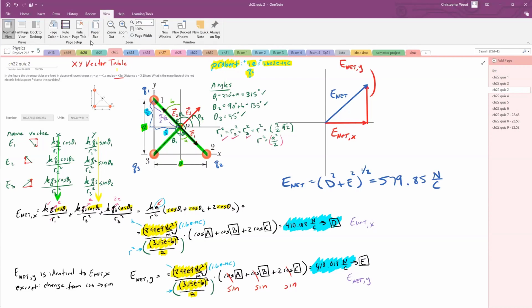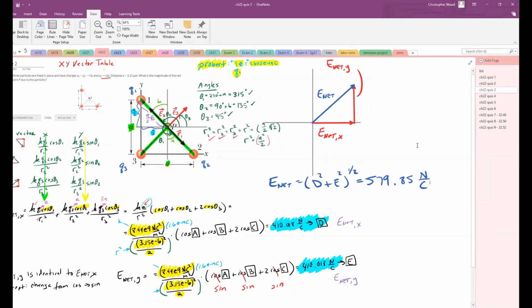All right, so that is definitely another reinforcing example on an XY vector table, especially as it applies to electric fields.